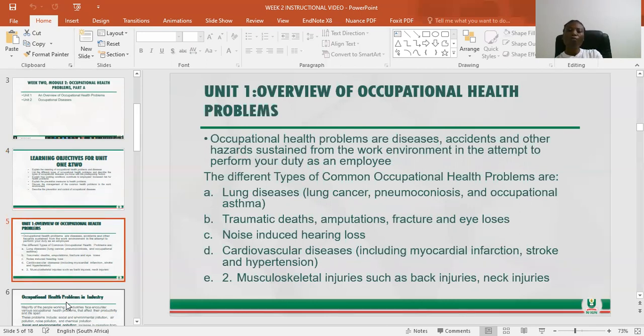When we talk of an overview of occupational health, we simply want to know what is occupational health and what is an occupational health problem. So when you say occupational health problem, what comes to your mind, Bankole?